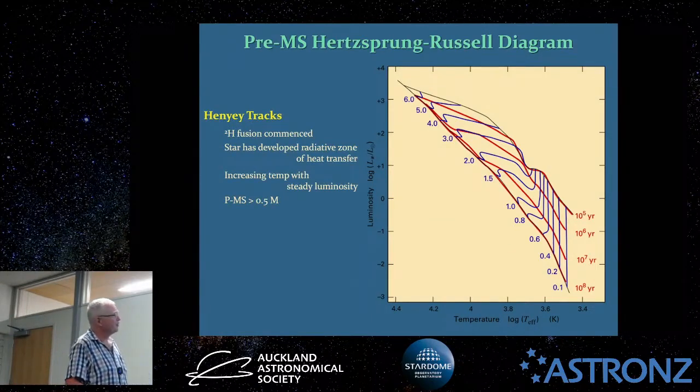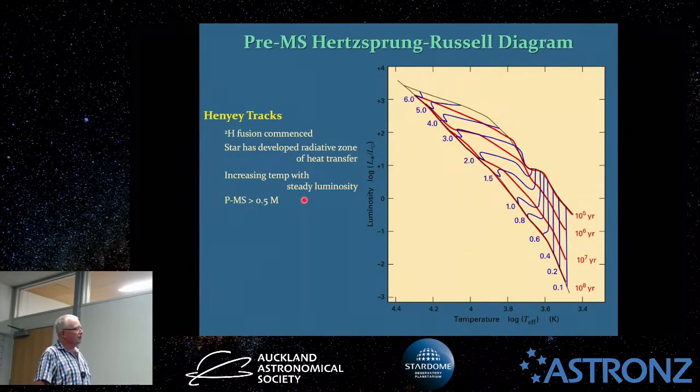These are the horizontal ones, and you can see here where the temperature of the star is starting to rise, the surface temperature, and the luminosity increases a little bit too, and it does a little bit of a loop there. So increasing temperature with a steady luminosity. And this is, as I've alluded to, when the star has developed a radiative zone, either an inner radiative or an outer radiative zone.